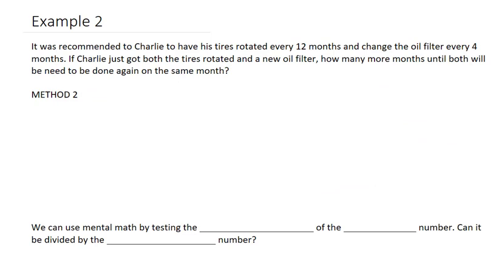So example 2, method 2. So actually let's go down here. We can use mental math by testing the multiples of the larger number. And what we ask is, can it be divided by the smaller number? So let's look at this example.